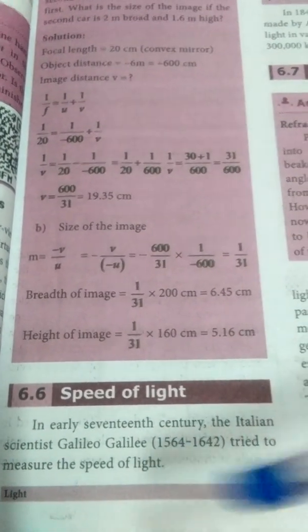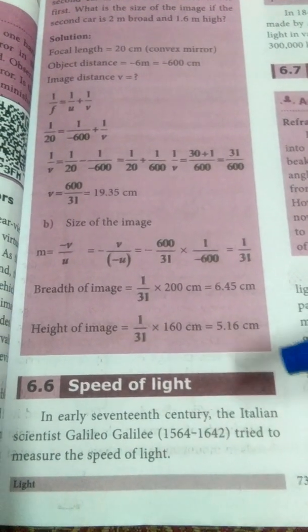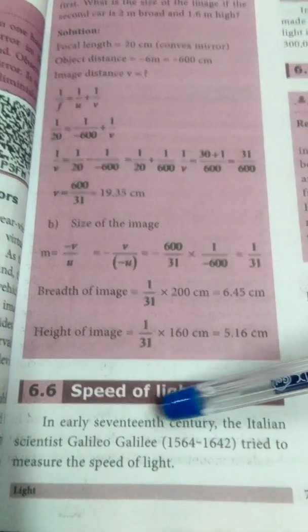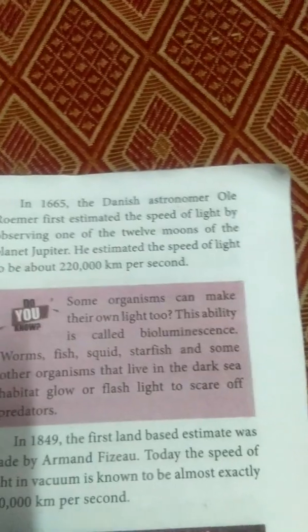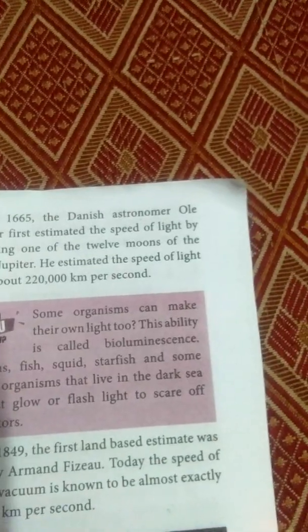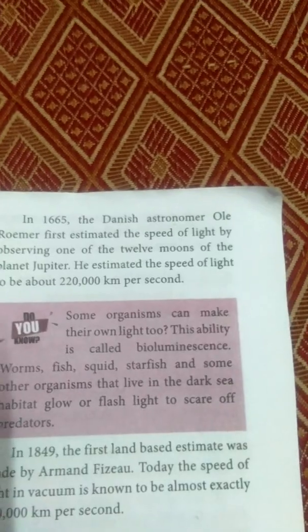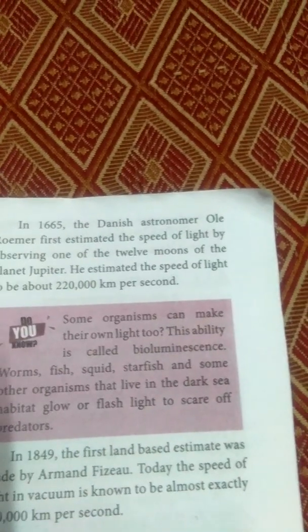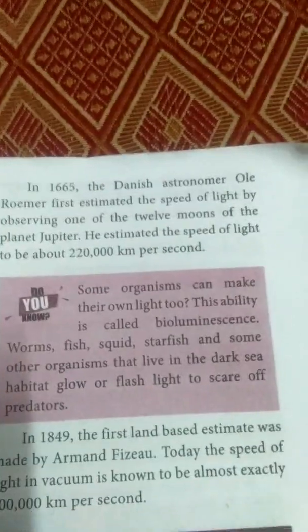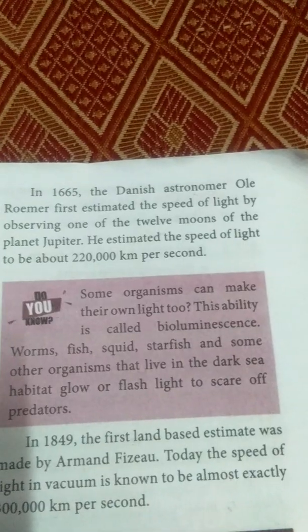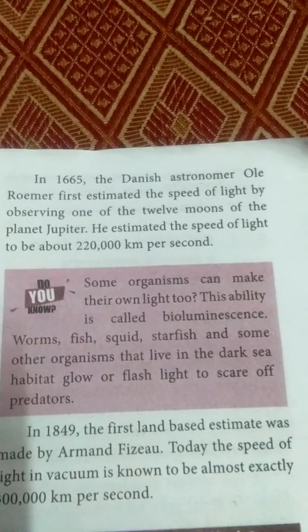Okay, so now you see the speed of light. In the early 17th century, the Italian scientist Galileo Galilei tried to measure the speed of light. In 1665, the Danish astronomer Ole Romer first estimated the speed of light by observing one of the 12 moons of planet Jupiter. He estimated the speed of light to be about 220,000 kilometers per second.